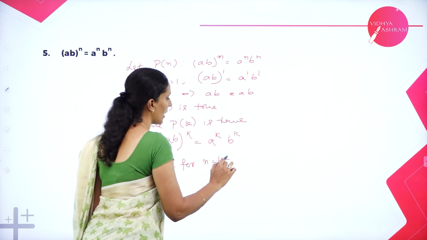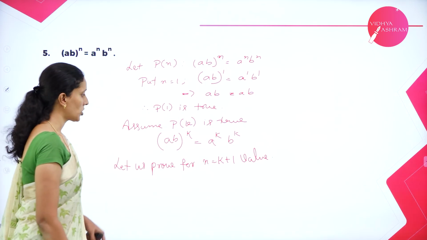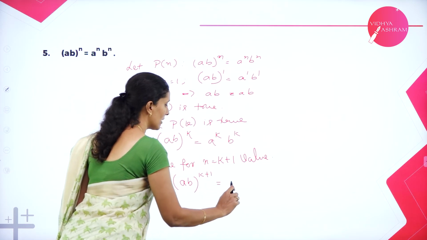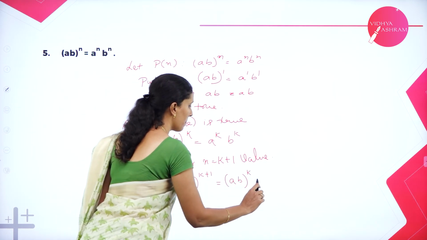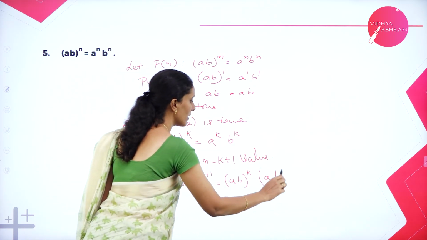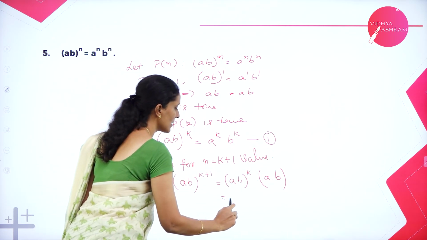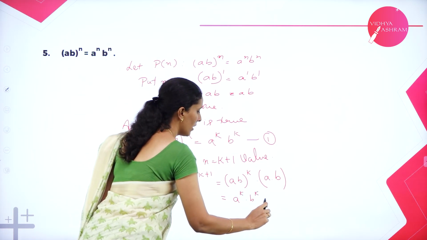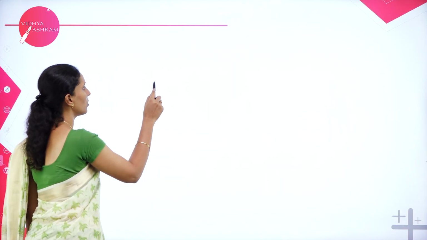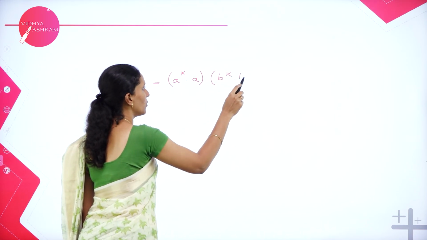n equal to k plus 1. If you take k plus 1 here, what does the equation become? Here it is ab to the power k plus 1. I can write this as ab whole power k into a into b. Now we have from equation 1 ab whole power k as a power k, b power k. Here we have into a into b. Separate a coefficients and b coefficients. So this is equal to a power k into a and here b power k into b.